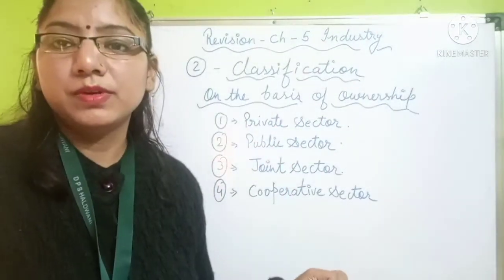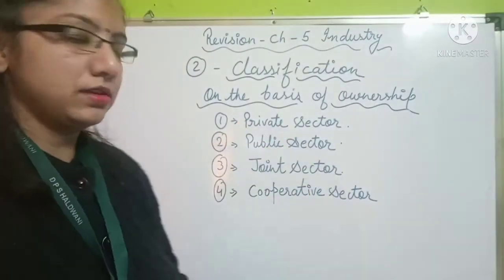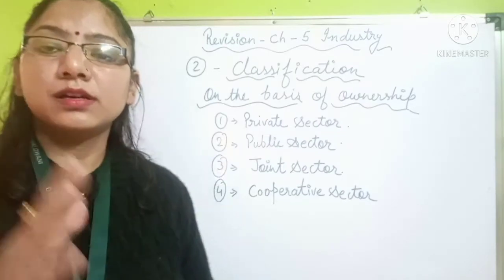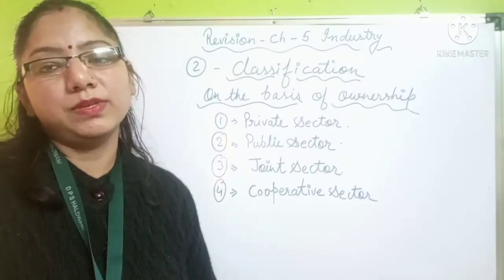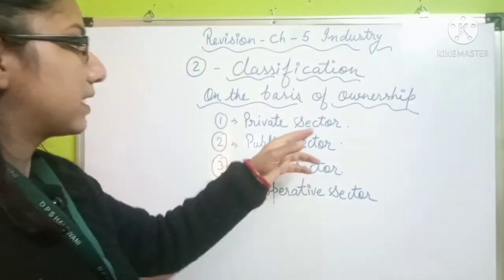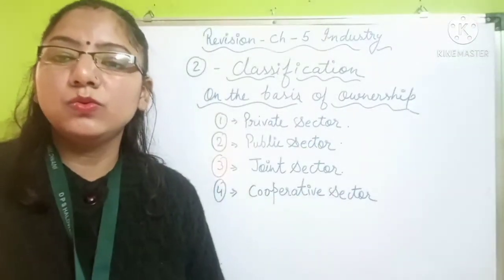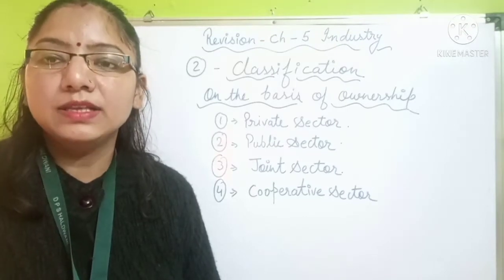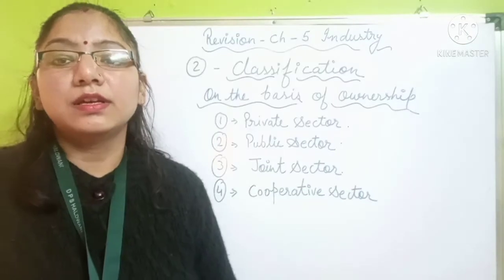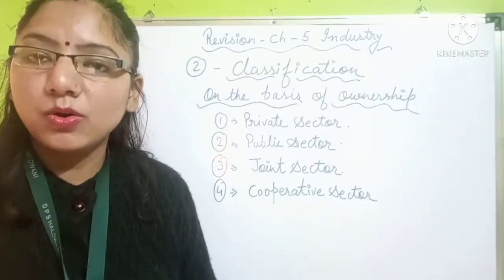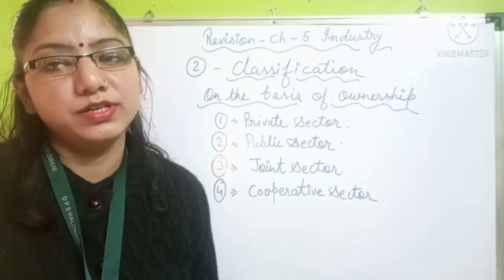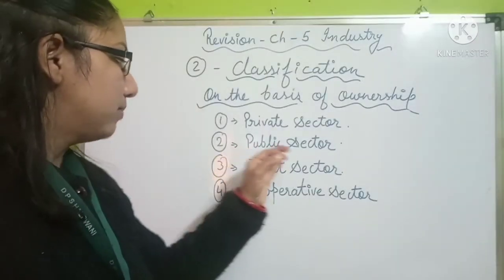of ownership. See students, in the private sector the owner is one only and he is having the industry on a private basis, meaning no government share is there. That is known as the private sector industry, in which we can include Bajaj Automobiles, Tata Iron and Steel industry, even Reliance India Mobile. These all are private sector industries where the owner is one and no government share is there. Second is the public sector.